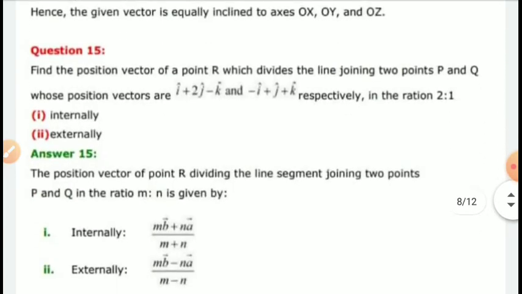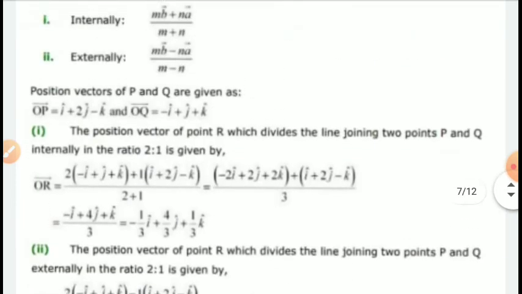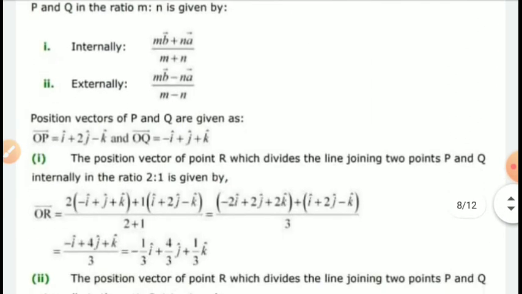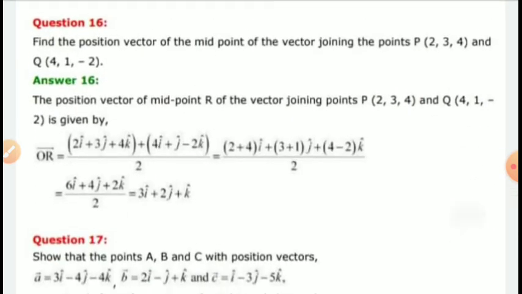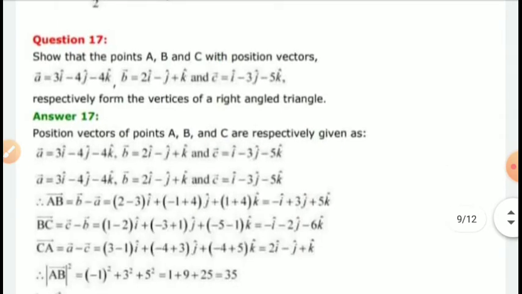Okay, so now the 15th question is, sorry, the 15th is already repeated here. So let us go for the 16th question. Find the position vector of the midpoint. Midpoint is nothing but the 1:1 ratio. So dividing in the 1:1 ratio means m value 1, n value 1, divided by 1 plus 1. So you are going to get OR. There is no other difference in this.